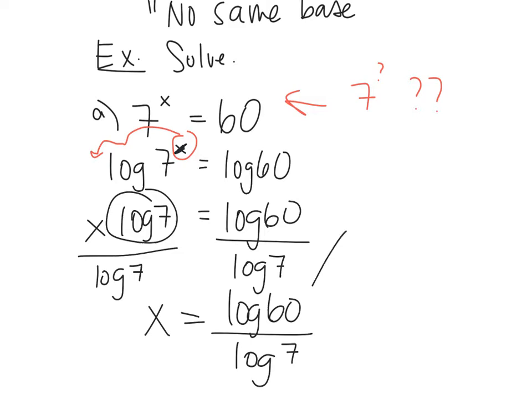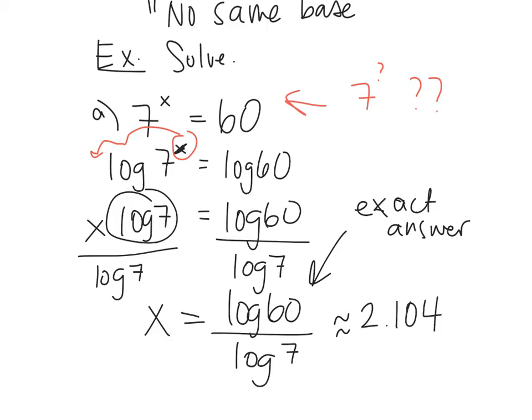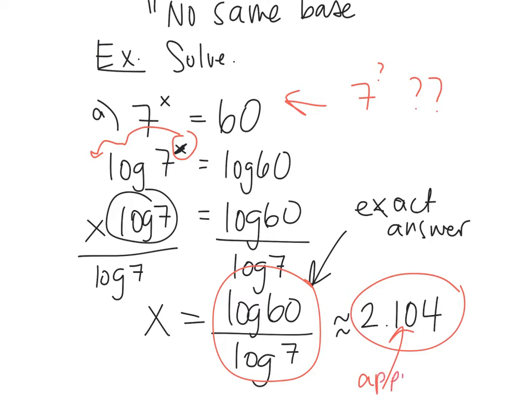And so, like I said, this is what we call our exact answer. And when we type it into the calculator, that's when we use our double squiggles. So we get log of 60 divided by log of 7. And so as an approximate answer, it's about 2.104. Okay, like I said, Connect Math will ask for both. It'll want the exact answer and it will want the approximate answer. So make sure you know how to get both.